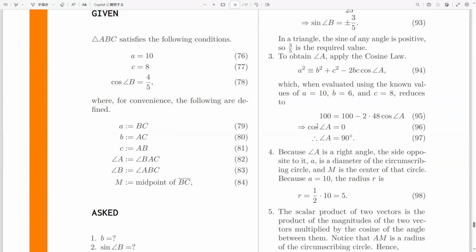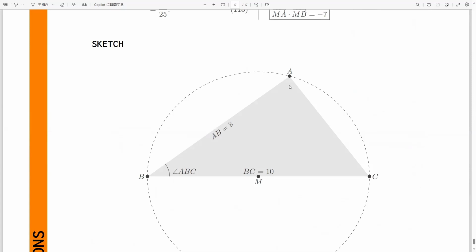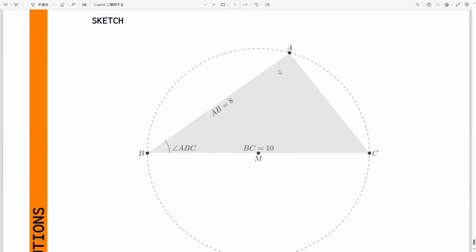Now, if that's 0, the only possibility is that it's a right angle. And so we say that the angle A is in fact 90 degrees. If we look at the drawing, it's going to look like this. This is a 90-degree angle. And just looking at the circle, you can immediately see that because this is a 90-degree angle, this is a right triangle, and the hypotenuse of a right triangle is a diameter of the circumscribing circle. And therefore, BC is actually a diameter.